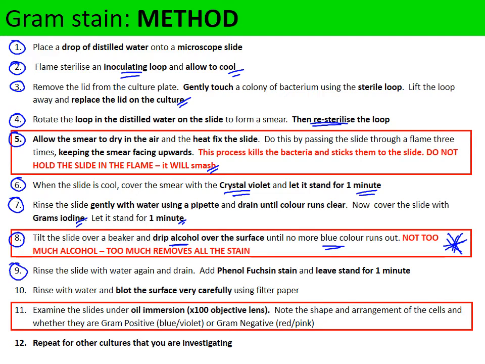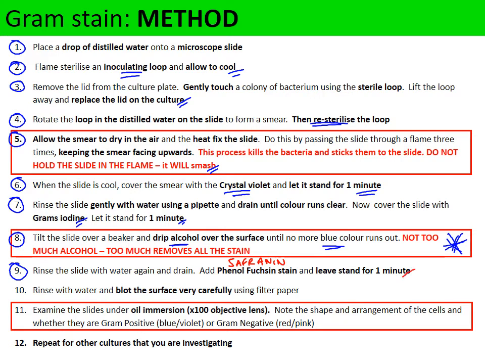Step number 9 is to rinse the slide with distilled water again and drain off any excess. We then add the counter stain. Now here it's called phenol fuchsin stain, but this is exactly the same really as saying safranin. So we're going to put in safranin, and this is the ready pink stain called the counter stain.